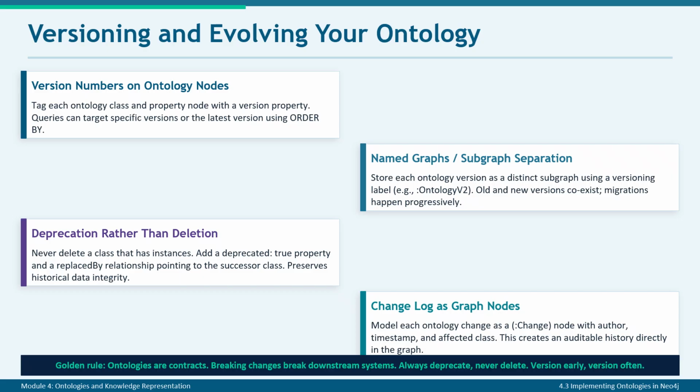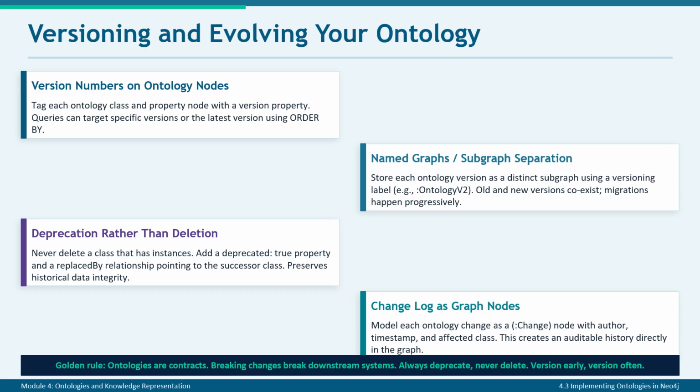Strategy 1. Version numbers on ontology nodes. Add a version property to your class and property nodes. Queries can target a specific version or always retrieve the latest, using ORDER BY on the version field. Strategy 2. Named graphs and subgraph separation. Store each ontology version as a distinct subgraph, labeled with a version identifier, ontology v1, ontology v2. Old and new versions can coexist in the same database, and migration can happen progressively.